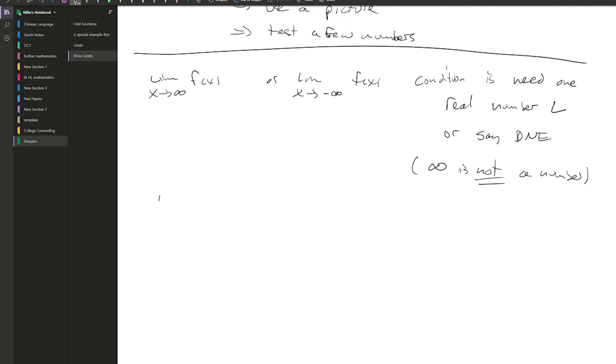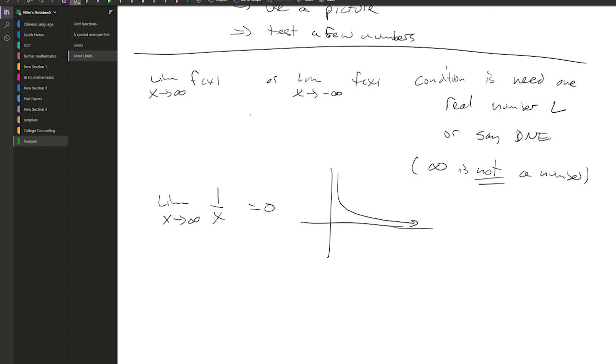Okay, so for example, the limit as x goes to infinity of 1 over x is 0, since when x gets big, 1 over x gets smaller and smaller and smaller, and although this thing never does equal 0, it gets infinitely close to 0, so that's what we're looking at there.